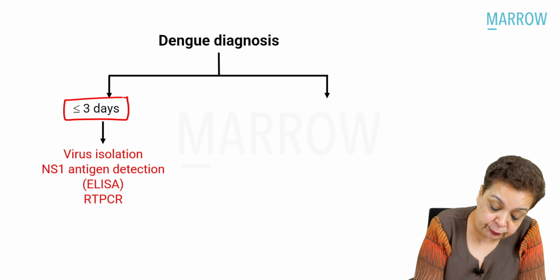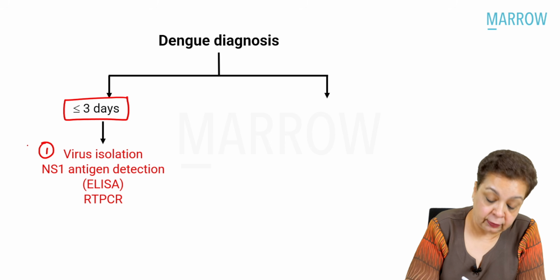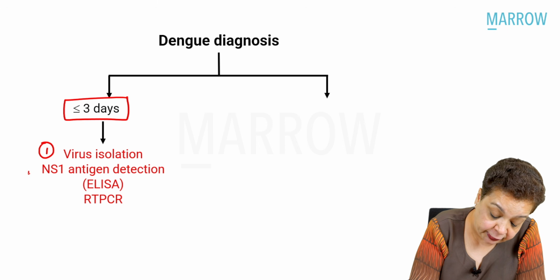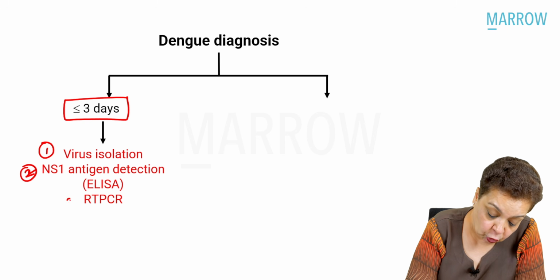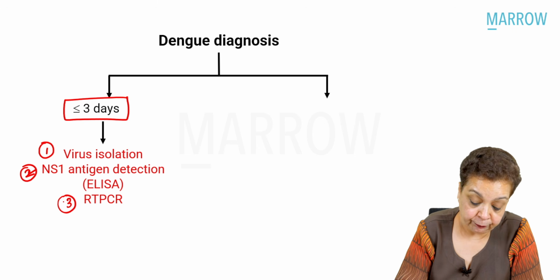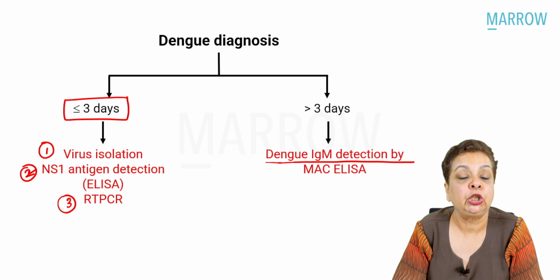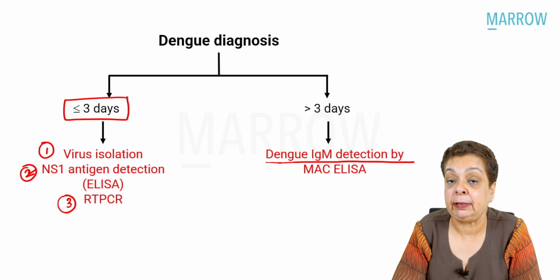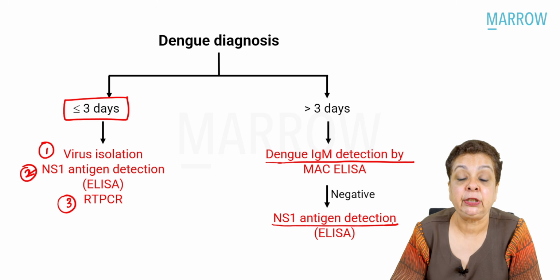When the patient has symptoms less than or equal to 3 days, then we are going to use either viral culture, viral isolation in those cell lines, Aedes albopictus C6/36 cell lines, or we can detect the NS1 antigen in the patient's serum by ELISA, or we can do RT-PCR. But beyond 3 days, even antibodies will start to appear, so we can detect them by MAC ELISA. If at that time, beyond 3 days, MAC ELISA is still negative, then we can look for NS1 antigen detection again.